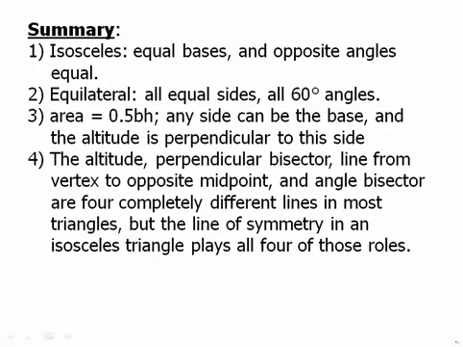The altitude, the perpendicular bisector, the line from the vertex to the opposite midpoint, which is the median, and the angle bisector are four completely different lines in most triangles, but the line of symmetry in an isosceles triangle plays all four of those roles at once. And so that is something very, very special.